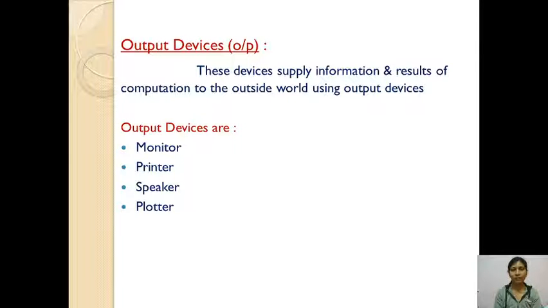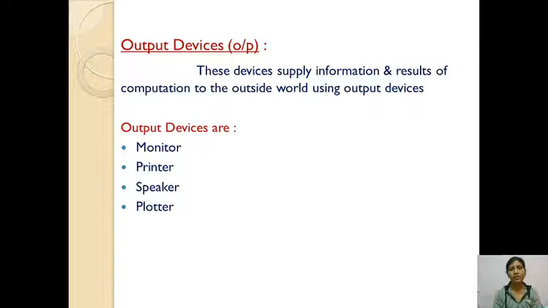Whatever result we read is called the output, meaning the computer gives the output to the user. Whatever processed information the computer has calculated, it will display on the monitor screen. That is called an output. Then we'll see which output devices we are using.